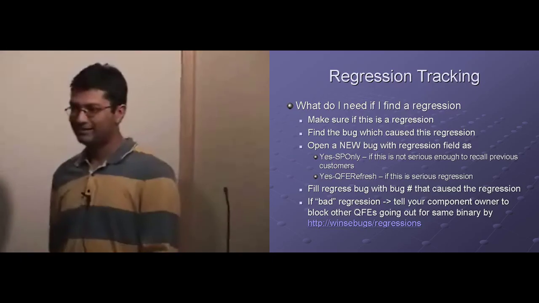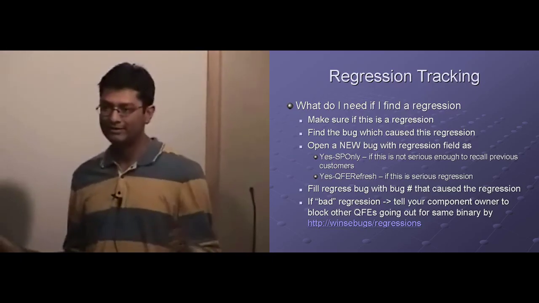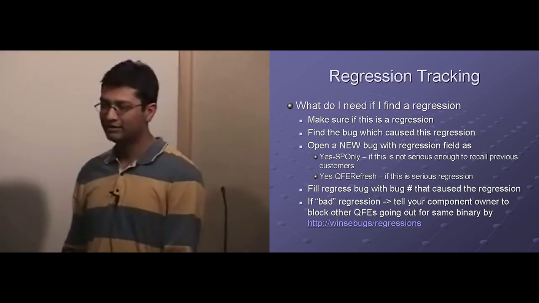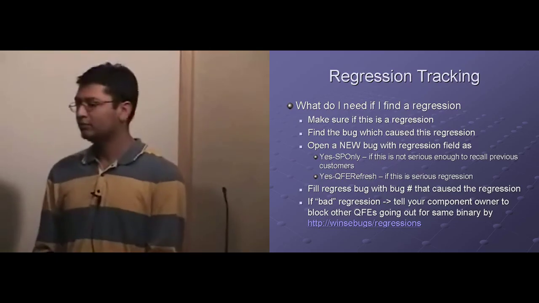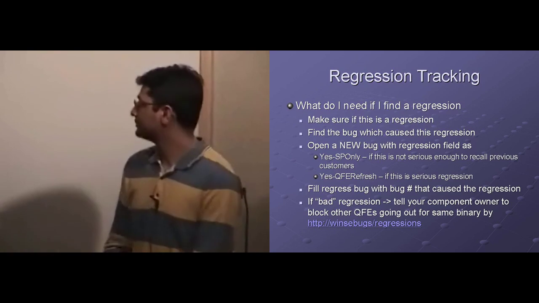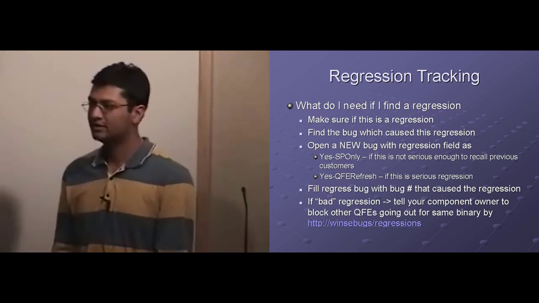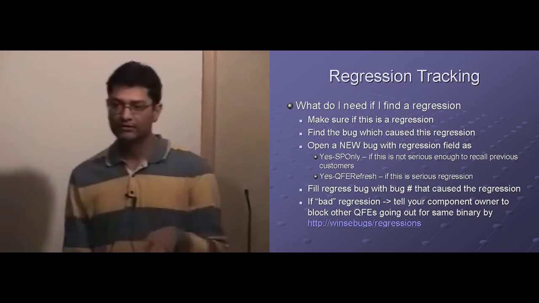And the problem with regressions is the customers have already received those bugs as a KFE or as part of some other roll-up package. That really hurts Microsoft's image. So we try to reduce the regression rate. We have a separate process to keep track of regressions, which we call regression tracking. First of all, let me define what a regression is.